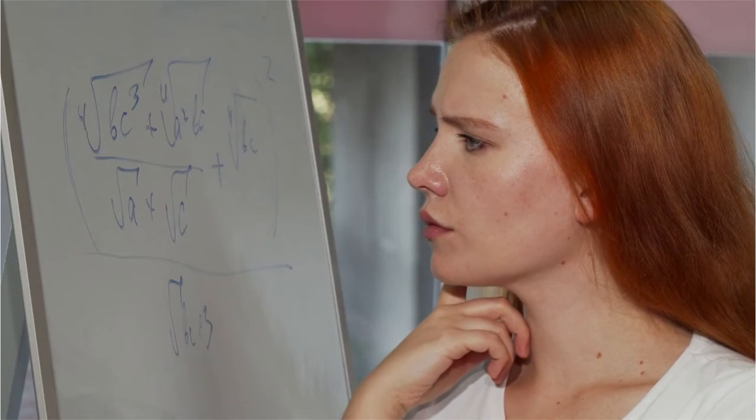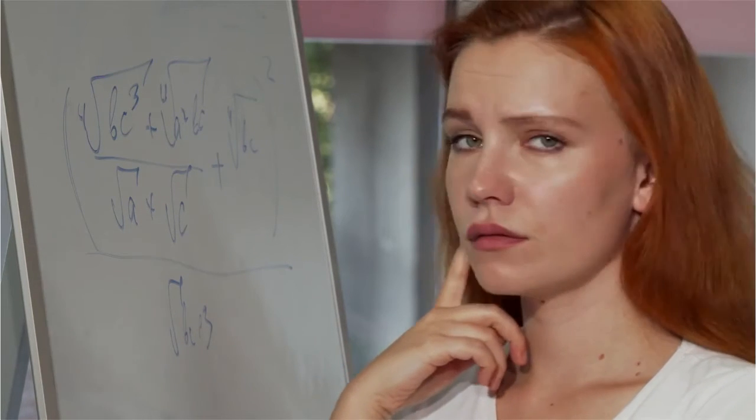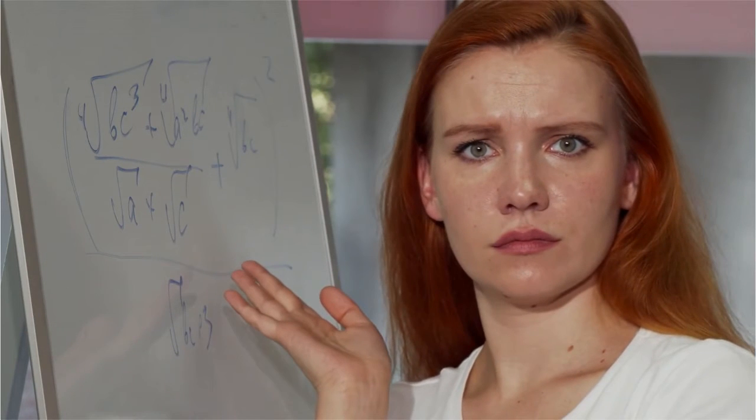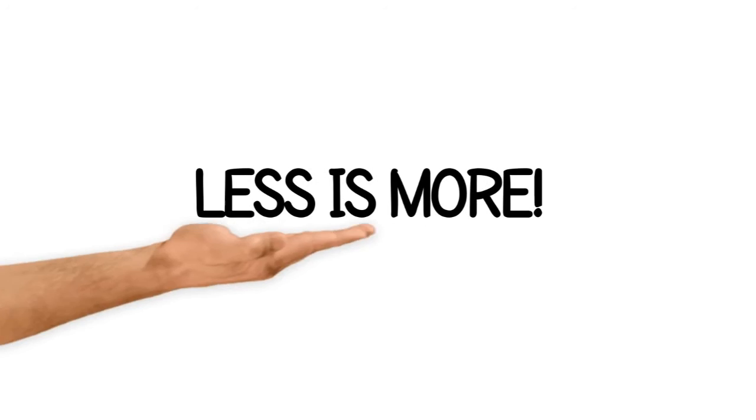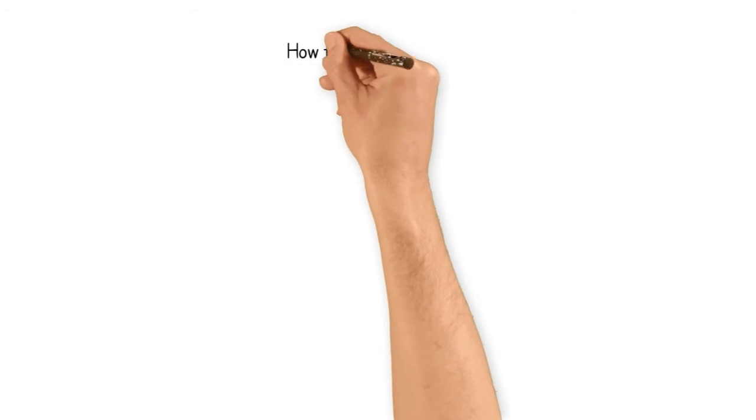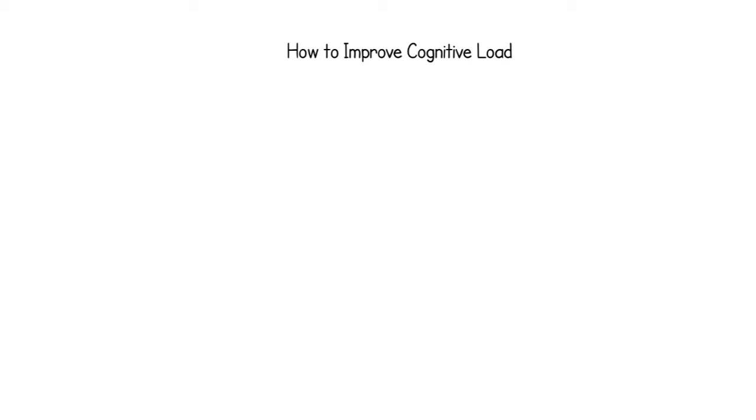What this implies is that we should be very careful in feeding information to our learners. The more information we feed, the more confusing it will get. Thus, the cliche, less is more. To improve cognitive load, 3 possible things can be done.